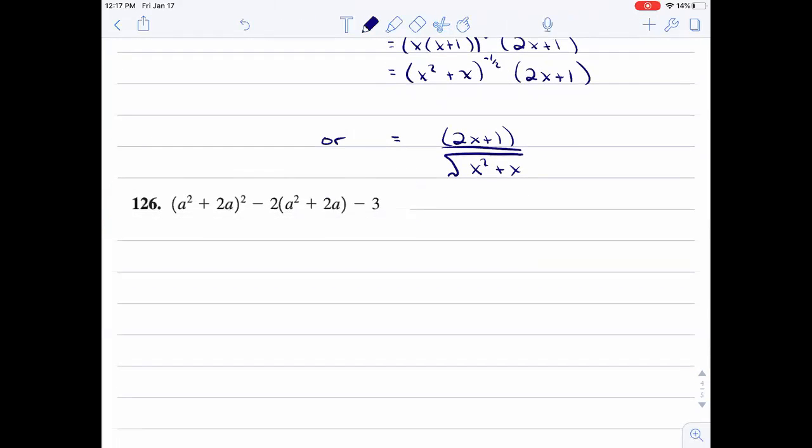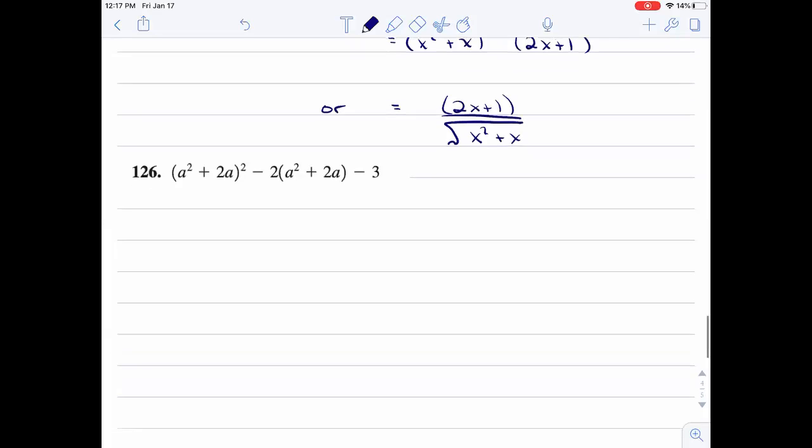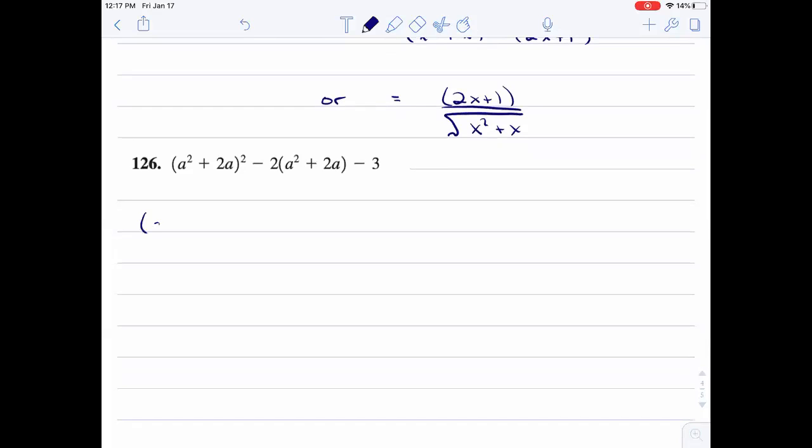So we've got a squared plus 2a all squared minus 2 times a squared plus 2a minus 3. All right, here we go. I'm going to write it out here: a squared plus 2a squared minus 2a squared plus 2a minus 3.